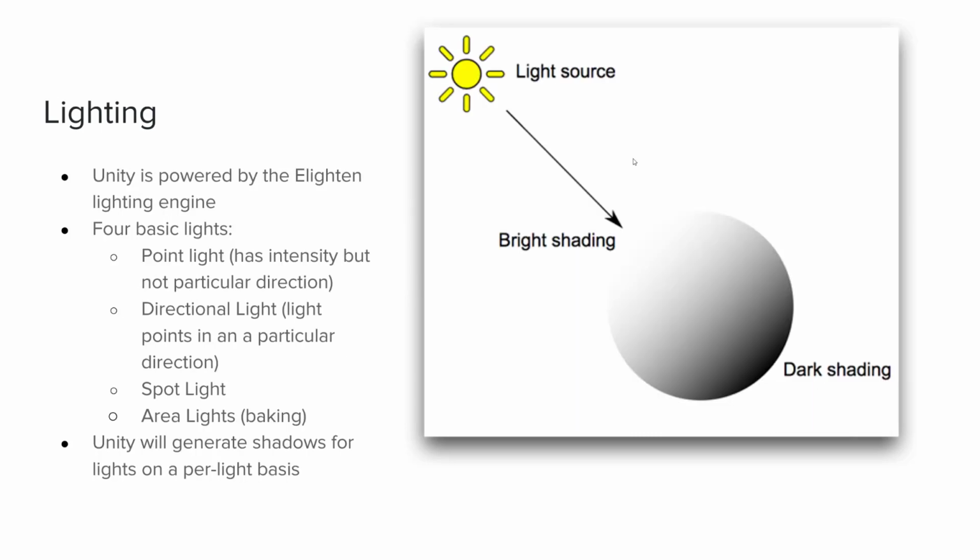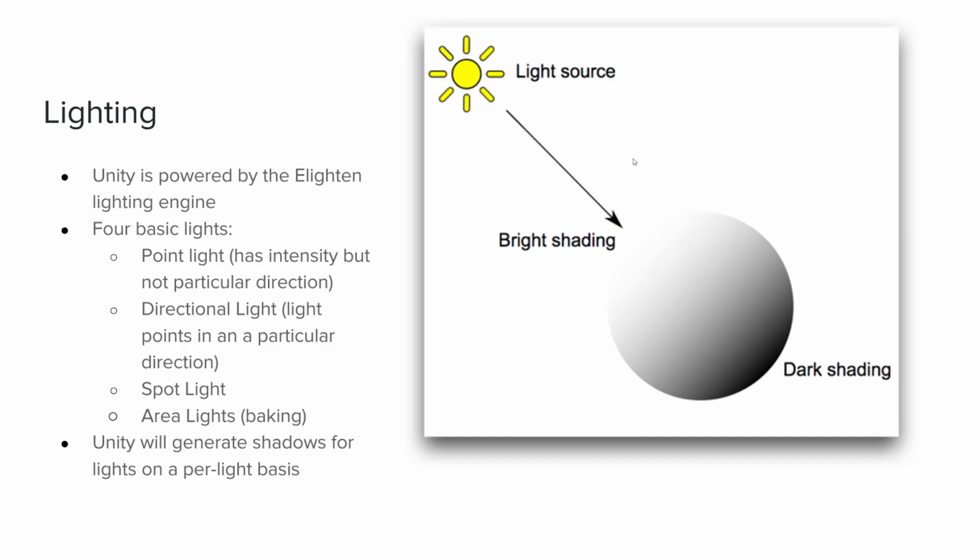Lighting. Lighting is powered by a very specific engine called Enlighten in Unity that provides the ability to do very high performance lighting from a light source. We have the ability to do all sorts of different lights within Unity. Point lights are going to be kind of like the sun for all practical purposes, where it has intensity, but it's not really pointing in any particular direction. It's just kind of there, and it's illuminating everything equally.